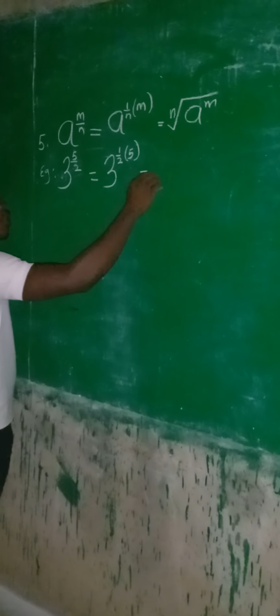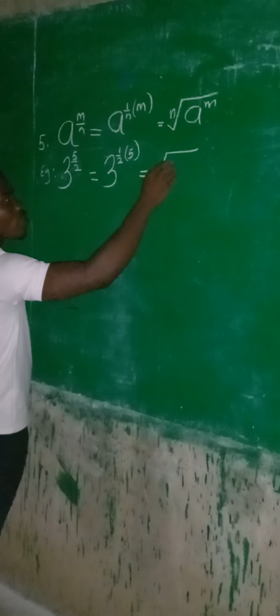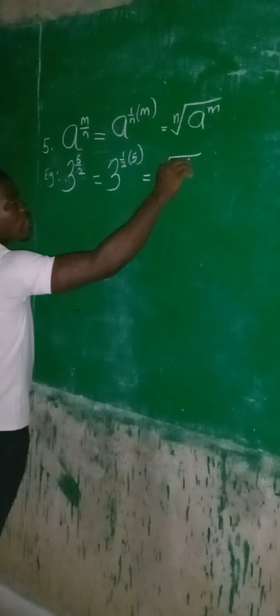Now let's take an example and see. Let's say we have 3^(5 over 2) here, which is 3 to the power of half of 5, and it can be written as the square root of 3^5.